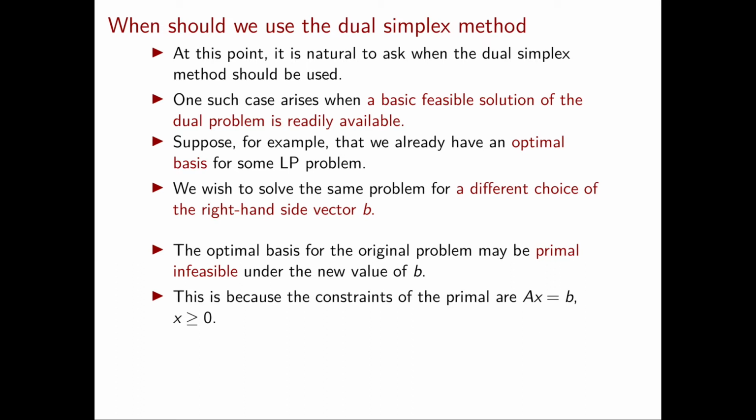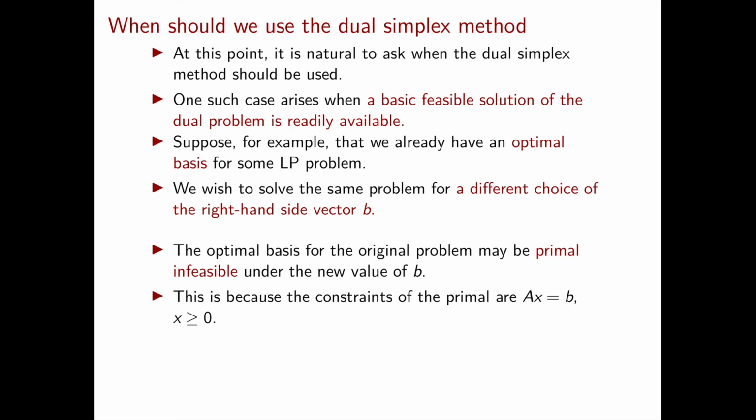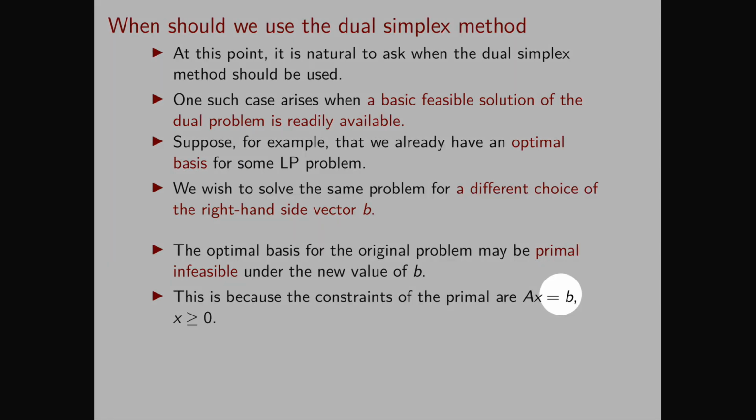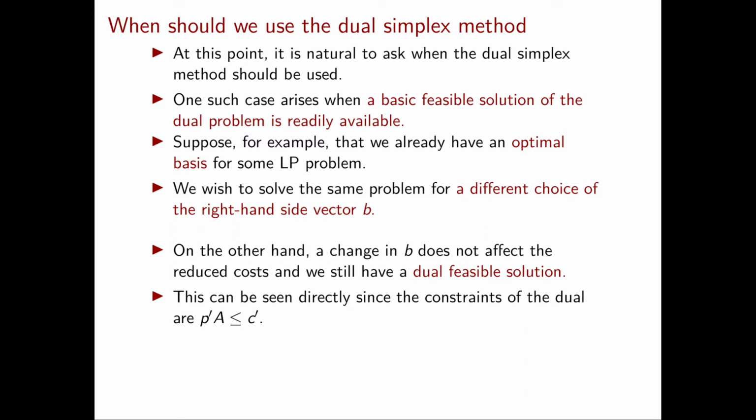This can be seen directly by looking at the constraints of the primal that are Ax equal to b and x greater than or equal to 0. In particular, these constraints depend on the right-hand side vector, so by changing it, your basis might become primal infeasible. On the other hand, our old basis still remains dual feasible.